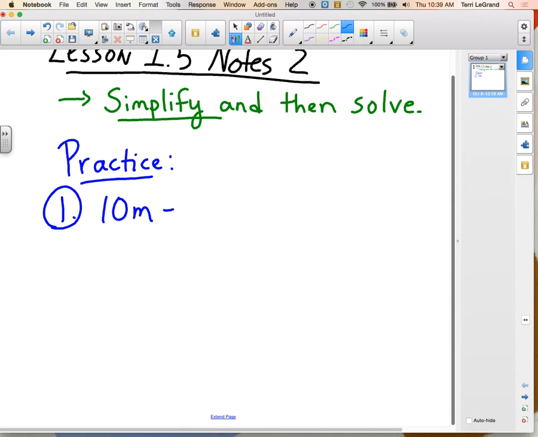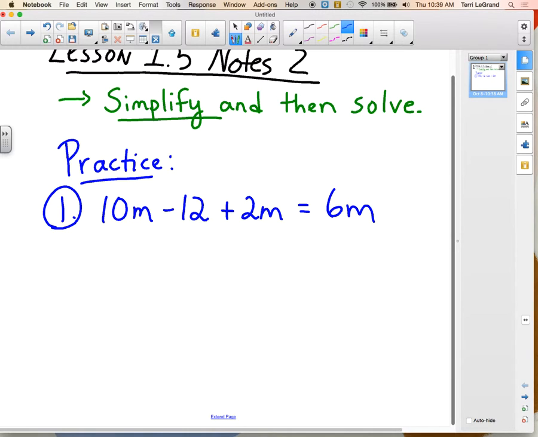10m, subtract 12, add 2m equals 6m. We got m's all over the place in this one. So there's our equation that we're going to first look at and say, how can I simplify it first? And then go about the actual solving from there.